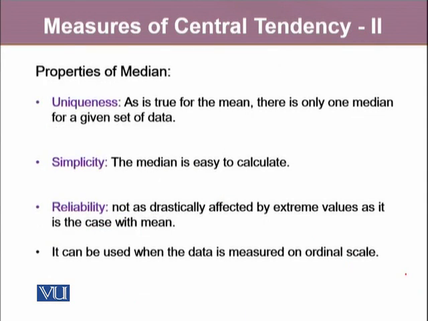There are a few properties of median. Like arithmetic mean, median is a unique value, that is, we get only one value for a given data. It is simplistic as well because it's easy to calculate. It's also reliable. It's much more reliable than mean in some instances because it's not drastically affected by extreme values. And it can be used when the data is measured on an ordinal scale as well.